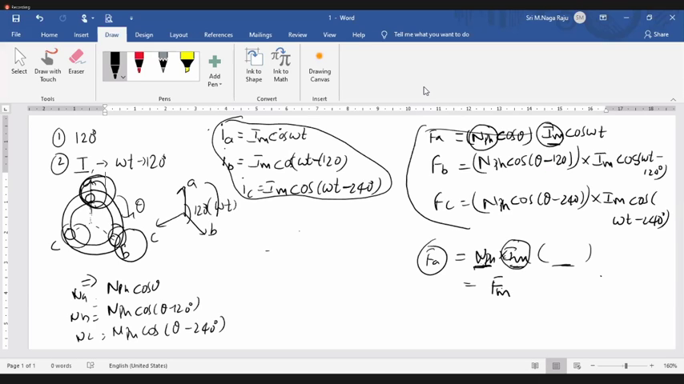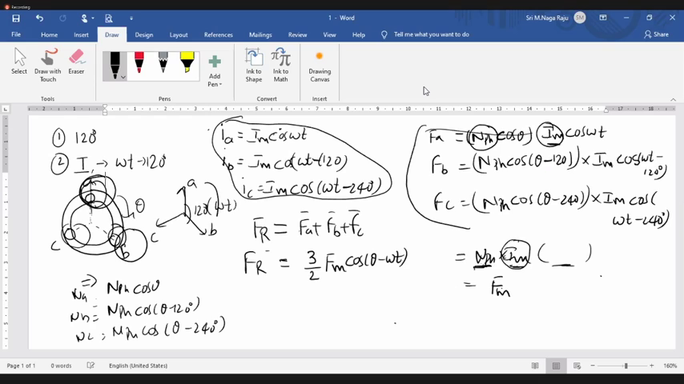Now you can solve it and tell me what is the resultant value of flux FR or MMF. Okay, you can solve it later, I'll give you the answer. The resultant value is 3/2 into Fm cos (theta minus omega t).